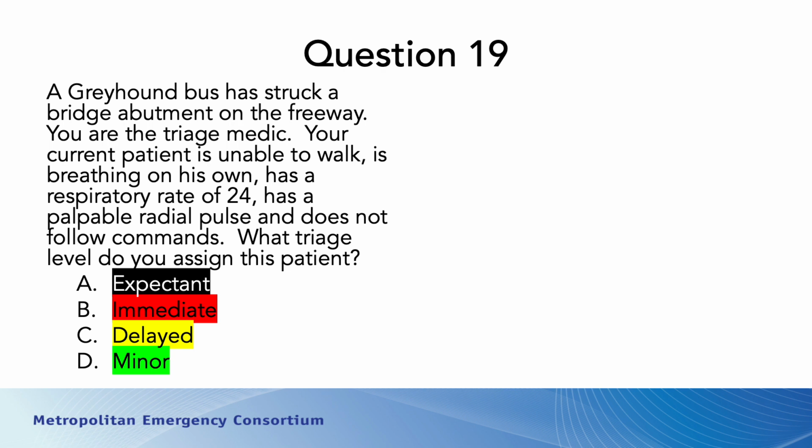All right. MCI question, we always have to throw one of those in. A Greyhound bus struck a bridge abutment on the freeway. You're the triage medic. Your current patient is unable to walk, is breathing on his own, has a respiratory rate of 24, has a palpable radial pulse, and does not follow commands. What triage level do you assign this patient?